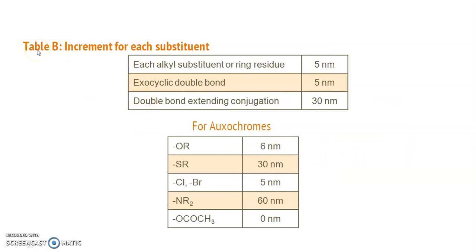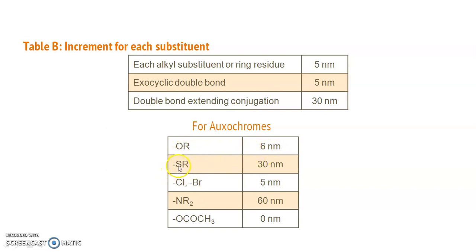Table B describes the increments and their contribution in terms of nanometers. For every alkyl substituent or ring residue, it will be 5 nanometers. For an exocyclic double bond, I mentioned what is exocyclic previously, that exocyclic double bond will contribute 5 nanometers. A double bond extending conjugation will contribute very significantly, that is 30 nanometers. And for any of the auxochromes present on the system, if it is OR, it contributes 6 nanometers.